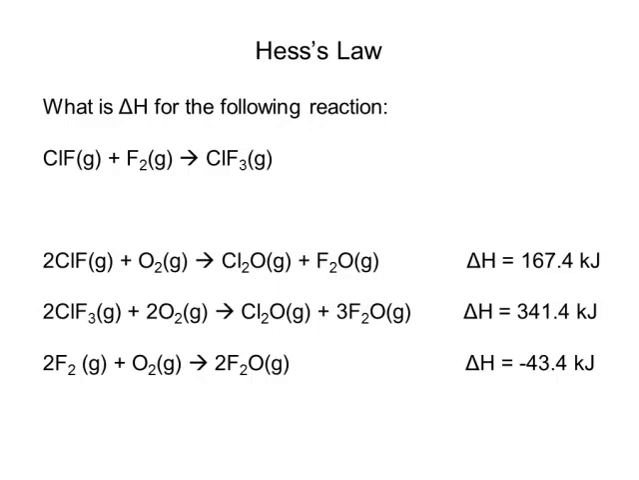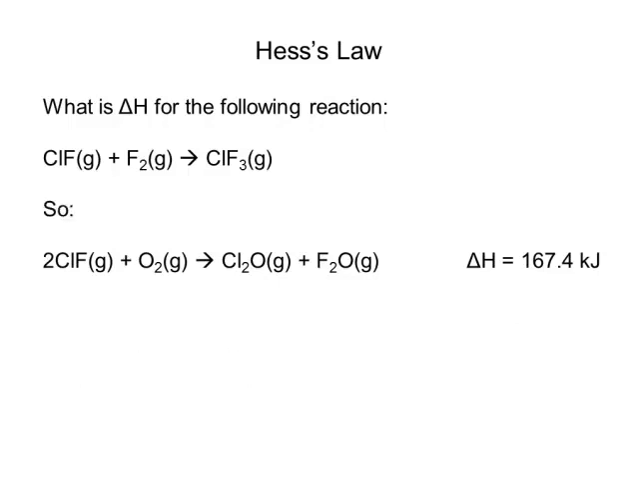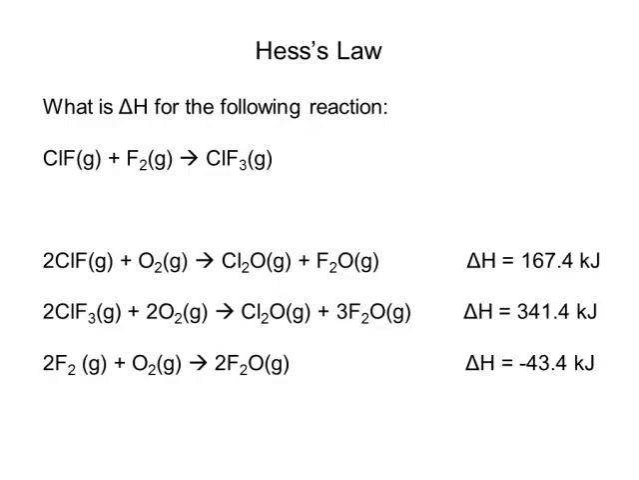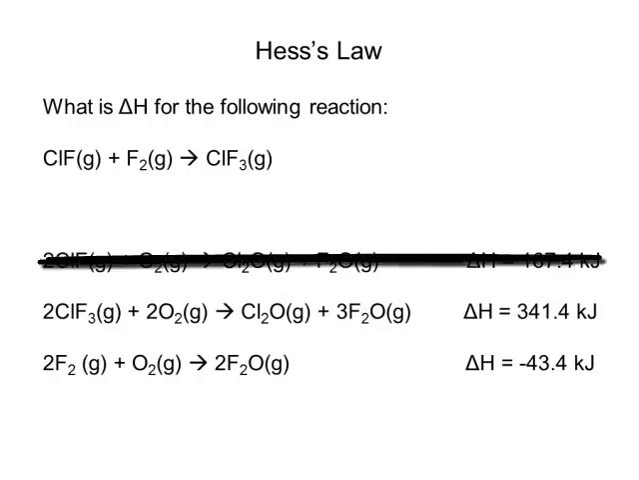Well, I have the ClF gas in the first equation, and it's on my reactant side. Taking that first equation, I don't need to flip it around because it's already in the reactant side, but I do need to divide by 2. Okay, so I get my new delta H for that. Notice I didn't change the sign because I didn't flip the equation around. So I go back to my list, put a line through the first equation because I just used it.